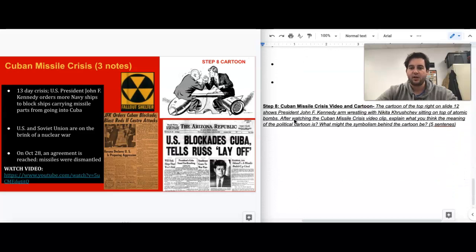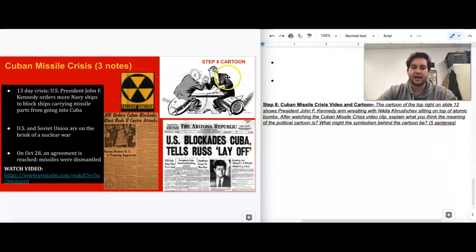Then for step 8, you're going to take a look at this political cartoon on the top right. You're also going to want to watch the video where it says watch video, and there's a YouTube link for you to follow for a news presentation with a little more detail on what the Cuban Missile Crisis was and how people felt about it at the time. Once you've watched that video and taken a look at this cartoon, as some of you may have noticed, it is in my classroom, how would you describe this cartoon? That's what we would like you to do.